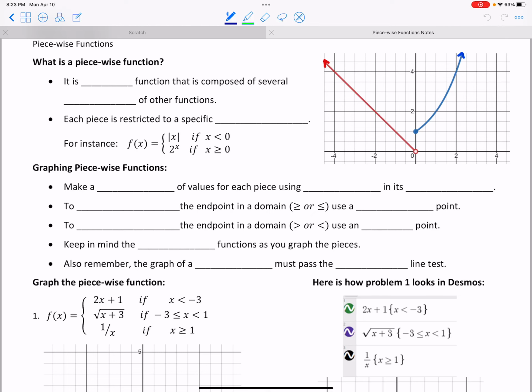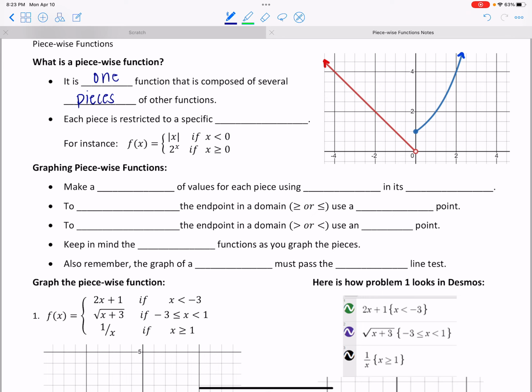So piecewise functions are precisely that. They're functions, and in fact one function. Each piecewise function is one function that is composed of several pieces of other functions. So a piecewise function is one function, but it is made up of pieces of other functions, hence the name. Now, we know that when we're looking at a function, by definition, every x value can correspond with exactly one y value, or graphically what we're going to see is a graph that passes the vertical line test.